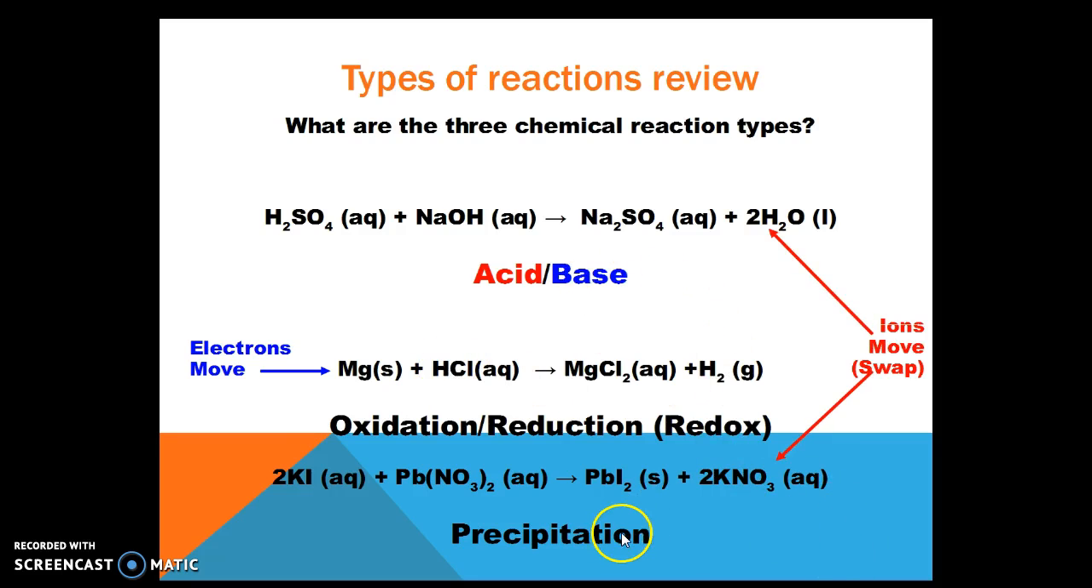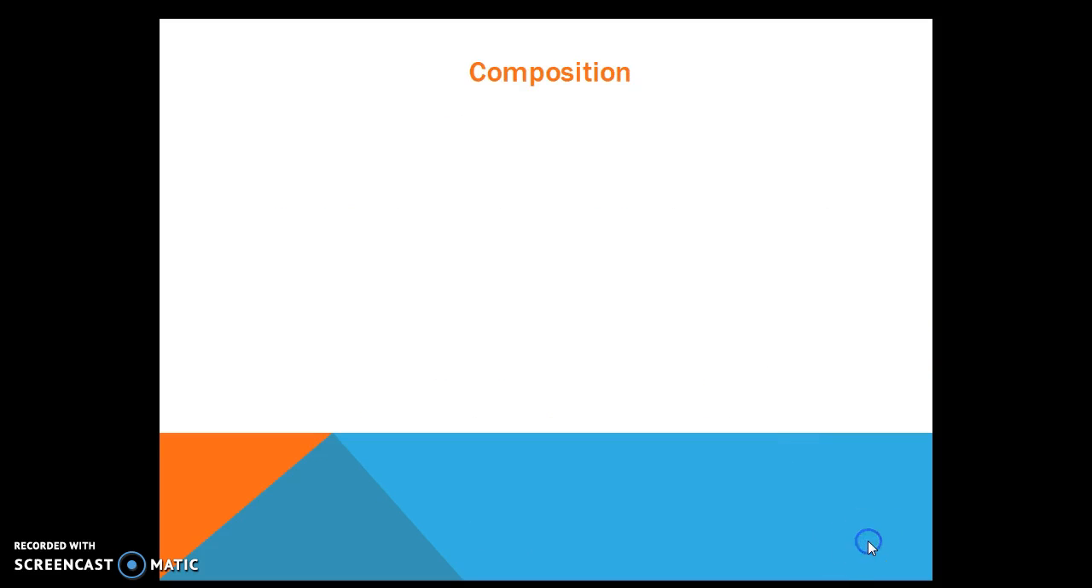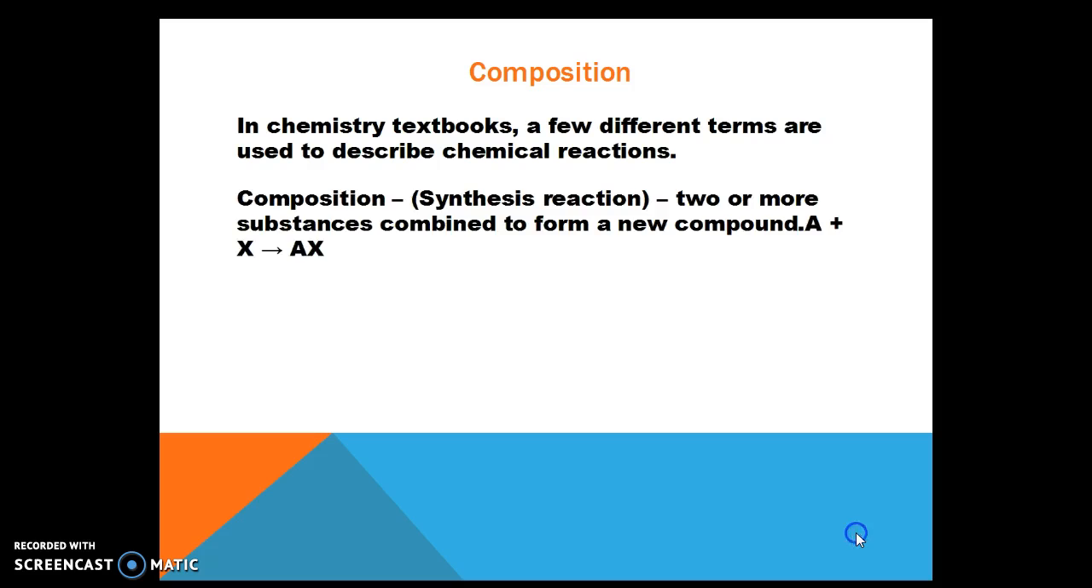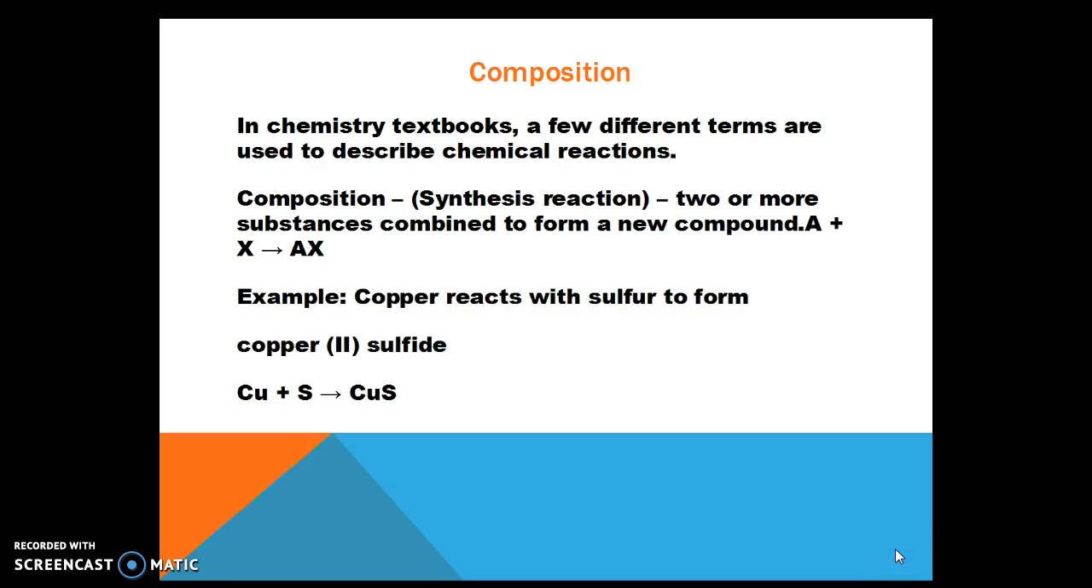In acid-base and precipitation reactions, ions are moving or swapping places. Many textbooks call the following reaction a composition reaction. Different textbooks use different terms. Composition is also called synthesis, in which two or more substances combine to form a new compound. So substance A reacts with substance X to form compound AX. For example, copper will react with sulfur to form copper(II) sulfide. You can see the reaction here.